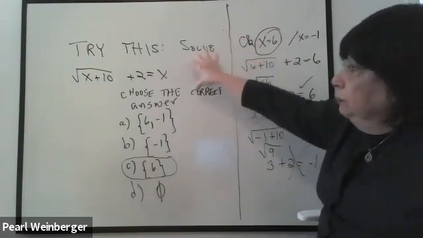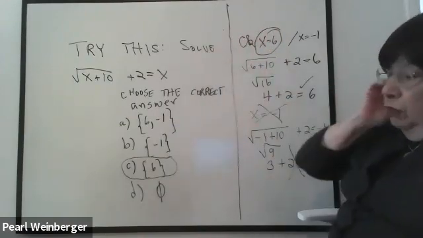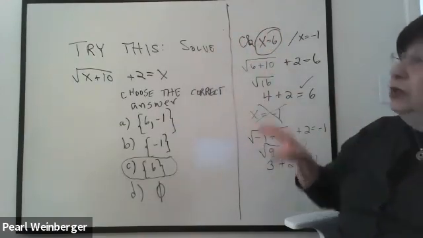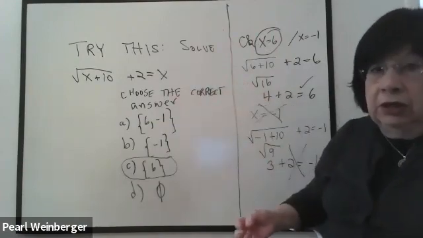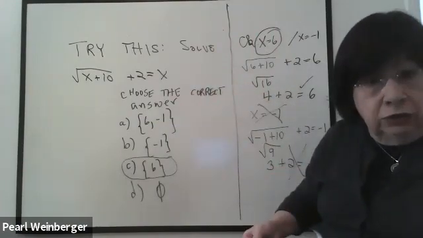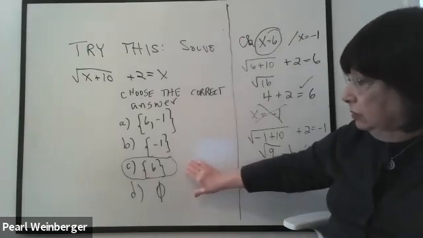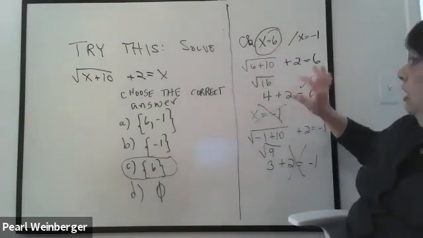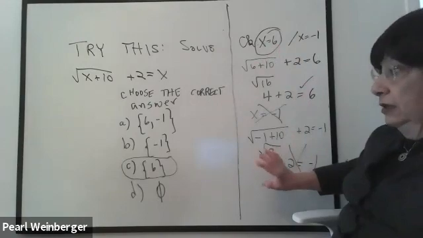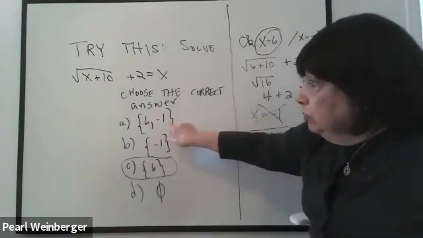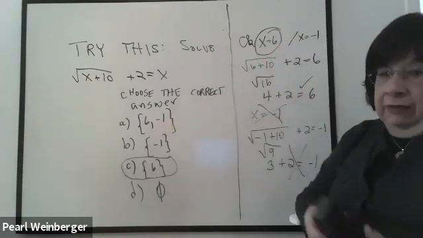By doing just the check of the question without actually doing the work would have given us the right answer in this case. Our answer is 6 because 6 checked and -1 did not check. And those were, again, the only choices they had.